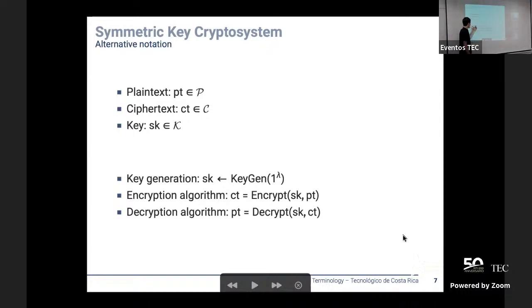Then again, this key generation algorithm is a bit complicated here. Highlighted here, I already explained the arrow notation. It means that this algorithm here, KeyGen, is actually probabilistic. So we don't know upfront what SK will be if we run this algorithm. If we run it twice, it might give us two different outputs. The algorithm takes one argument, which is 1 to the power lambda.